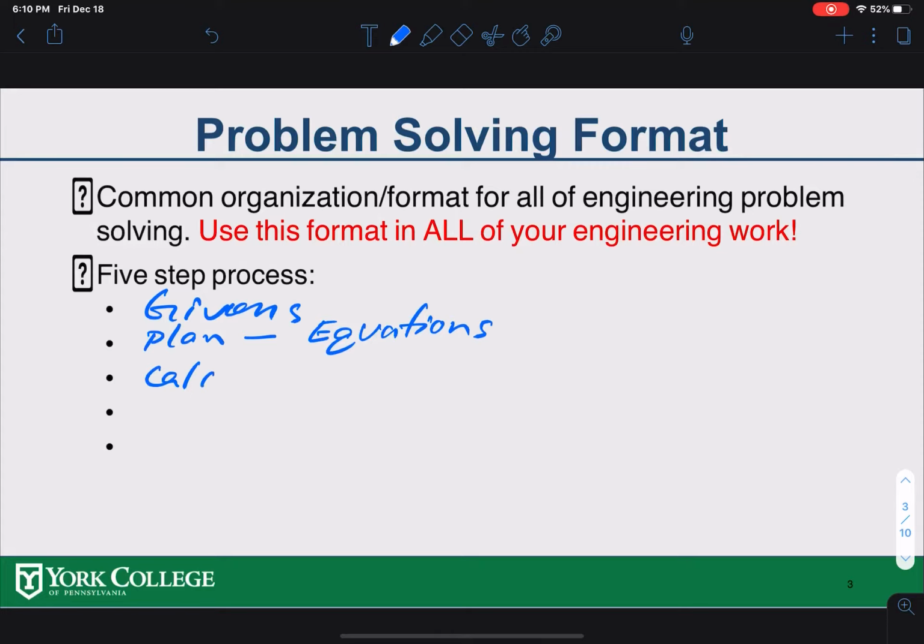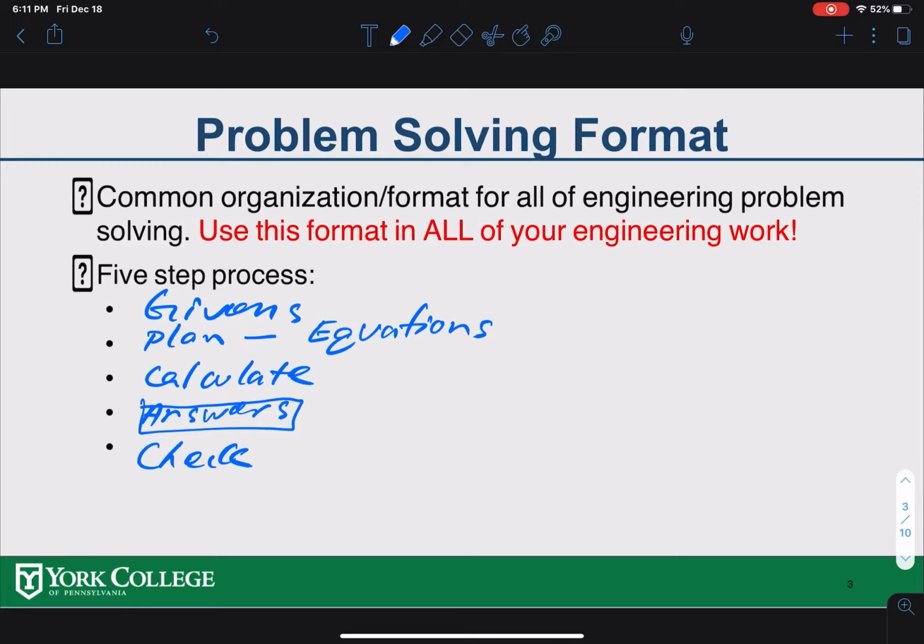Number 3 is calculate. Number 4 is now you have answers. I want my answers boxed so I know where to look for answers. Then obviously the last one would be check. If you have time in your exams or quizzes, go back and check your answers. In homework, you obviously can check your answers because you have time for the homework. Those are the 5 points.